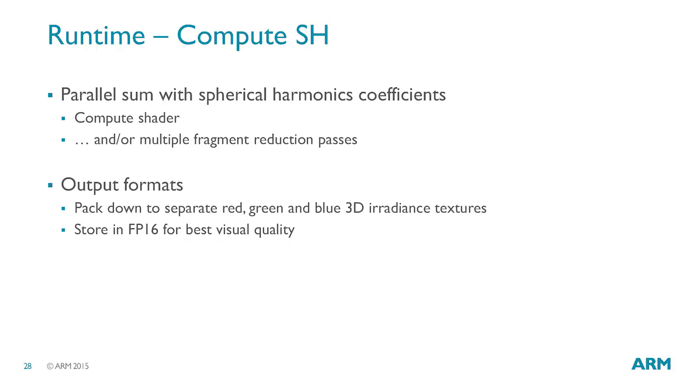Computing the spherical harmonics is basically a parallel sum operation with spherical harmonic coefficients, and everything is run on the GPU. And this can either be implemented using compute shaders or in multiple fragment shader reduction passes. And the irradiance output from this is finally stored in two separate red, green, and blue 3D textures that we use to later sample when actually doing the rendering of the scene.